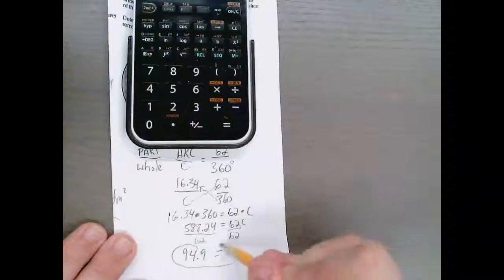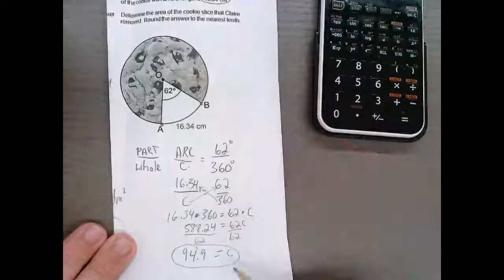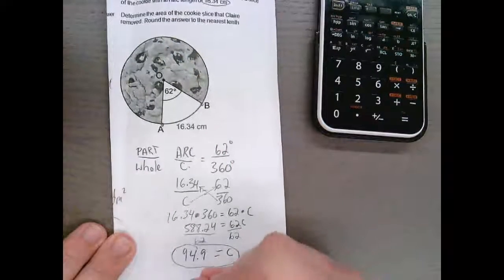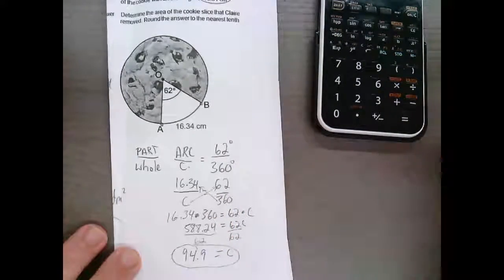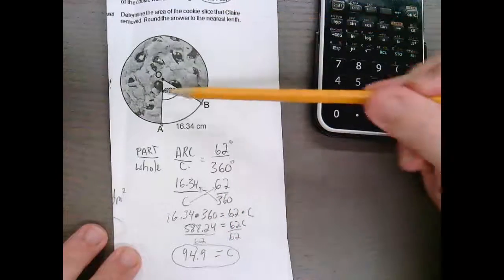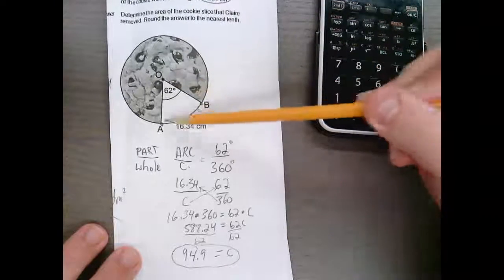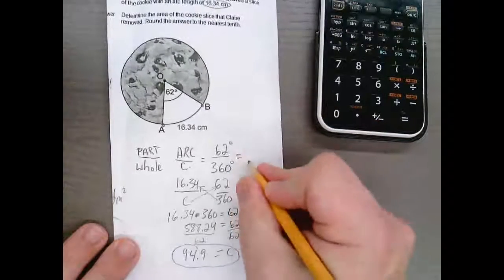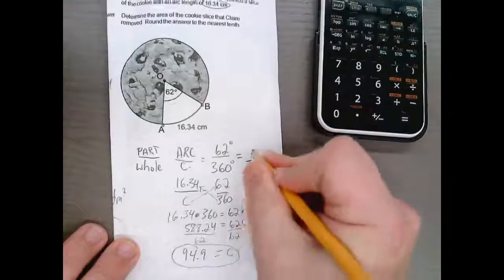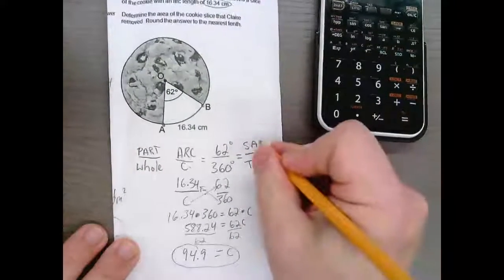Alright, that's the circumference. Is that the final answer? No. What do they want? Determine the area. So once you know the circumference, we can find the radius and then the area from there. Determine the area of the cookie slice. Okay, not the whole area. Sorry. So we got this piece here. So we want the whole area compared to the sector area, so the part of the area. So this is what we want.